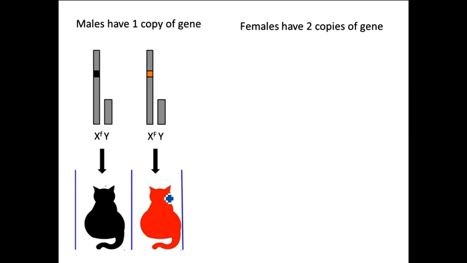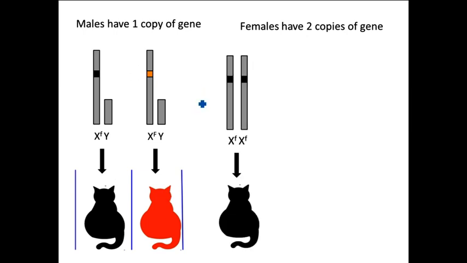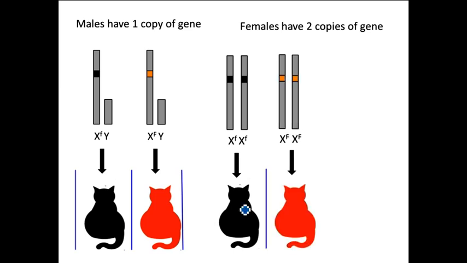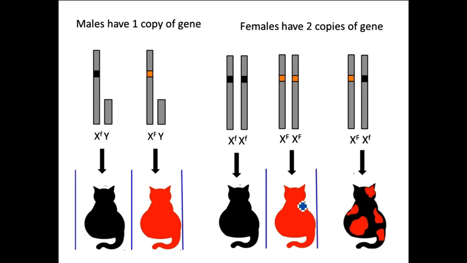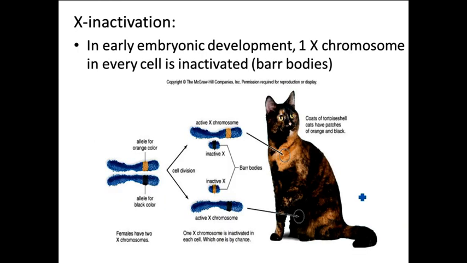Okay. Females, on the other hand, have 2 copies of this gene. Okay, so they might have 2 X chromosomes that both carry the little f allele, and that would give you a black cat. Or they could have 2 copies of the big F allele, and that would give you an orange cat. And then here's the interesting one. If they are heterozygotes, and they have 1 copy of the big F and 1 copy of the little f, you then get the calico cats. And this is where the X inactivation is important.